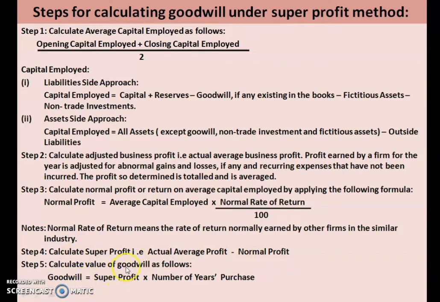Now how to calculate goodwill? The formula to calculate goodwill is super profit into number of years purchase. Super profit you will get from step 4, into number of years purchase, which will be provided in the question. So following these 5 steps you will get the answer. Okay, valuation of goodwill using the super profit.